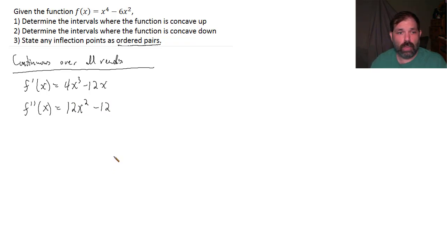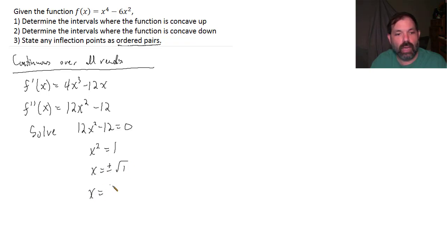Now, this second derivative is never undefined, right? Because it's a polynomial as well. It's defined everywhere. So let's now solve 12x squared minus 12 is 0. We add 12, divide by 12, x squared is 1, which means x is positive or negative 1.